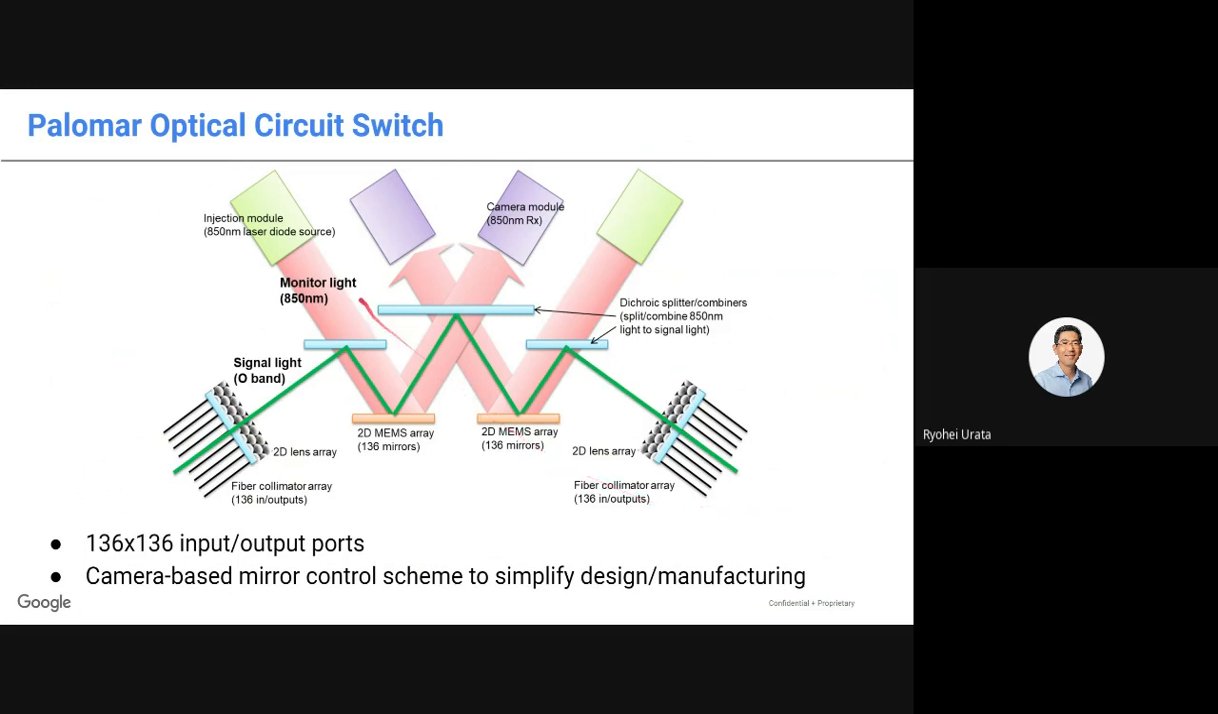Now for the mirror control, we use an 850 nanometer light source which illuminates the mirrors, and the position of the mirrors is tracked with a single camera image capturing the reflected light. So versus having a per mirror monitoring approach, this significantly simplifies the design and the manufacturing. And it's one of the main reasons we chose this design.